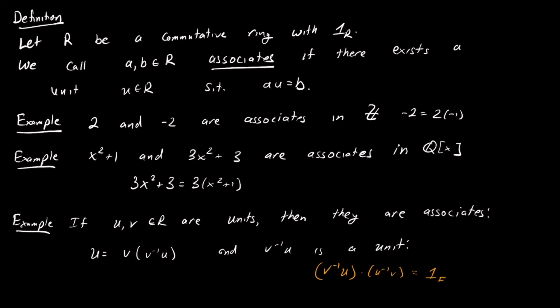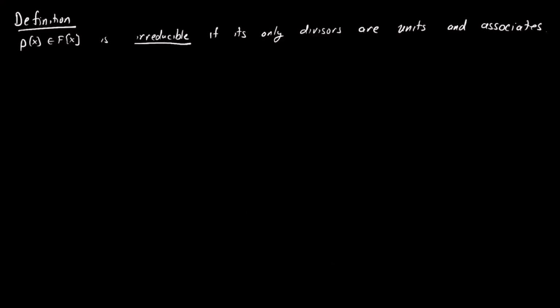And now we're finally ready to define what we're going to call an irreducible polynomial. So this is going to play the same role for us that prime numbers played in the integers. So let's do that. Okay, so let's define the notion of an irreducible polynomial. So an irreducible polynomial is a polynomial whose only divisors are units and associates.